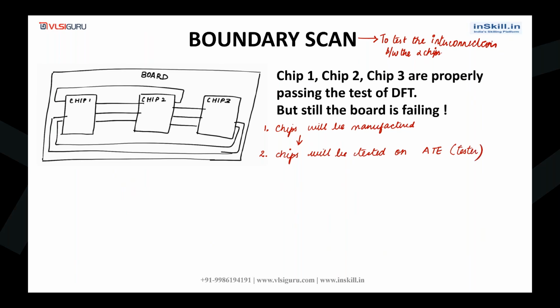This is the ATE, and this is how the chips will be tested in parallel on the ATE. Here I have considered three chips: chip 1, chip 2 and chip 3. The input of the chip will be connected to the ATE, and the output of the chip will go back again to the ATE.